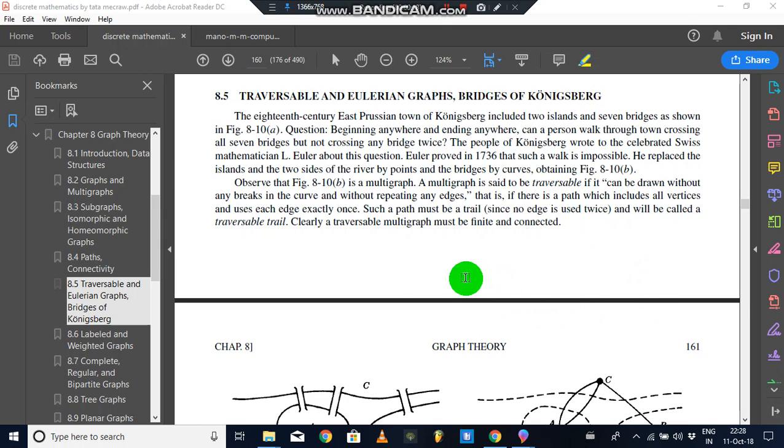So, what is the traversal and Eulerian graph and bridge? What is the problem of the bridges of Konigsberg?